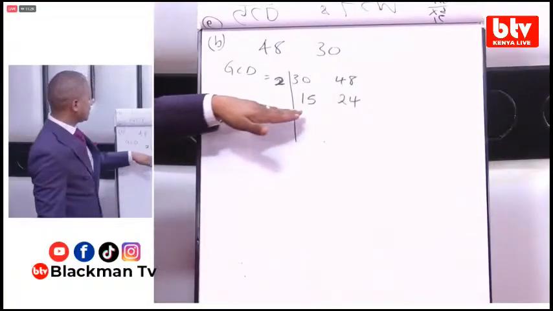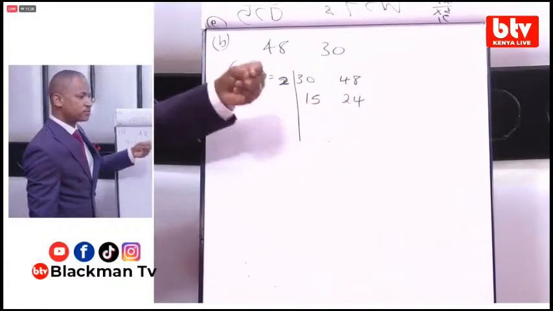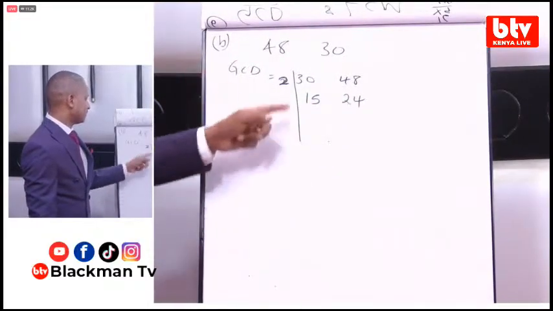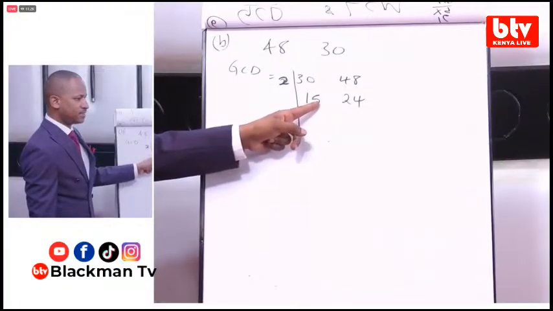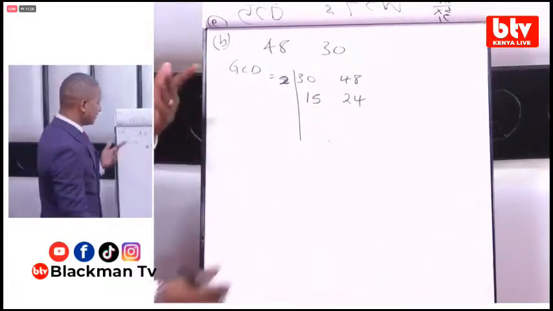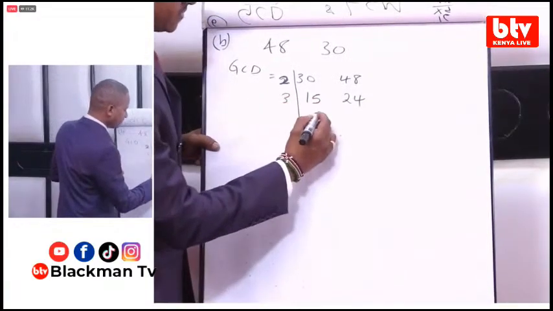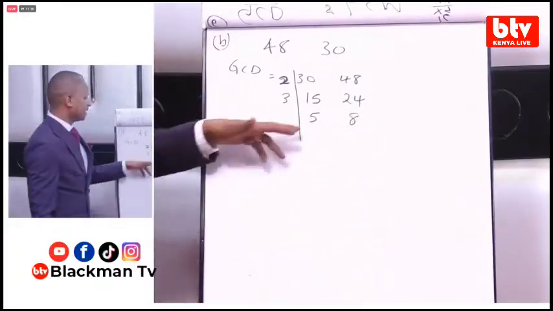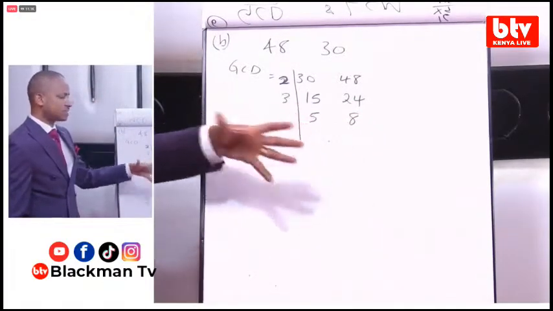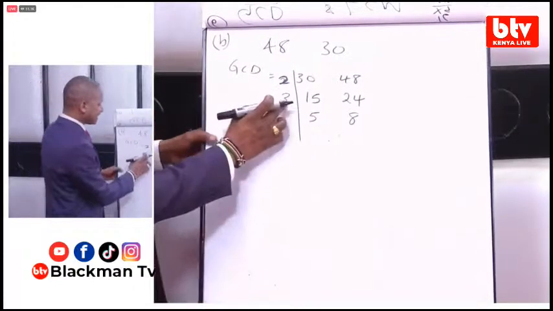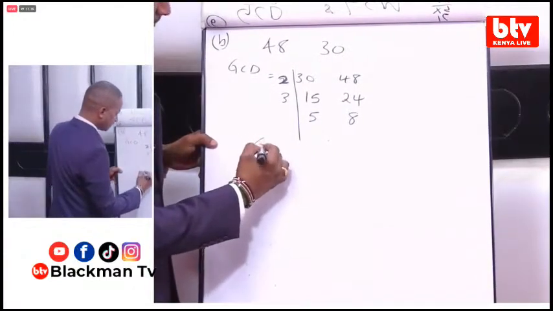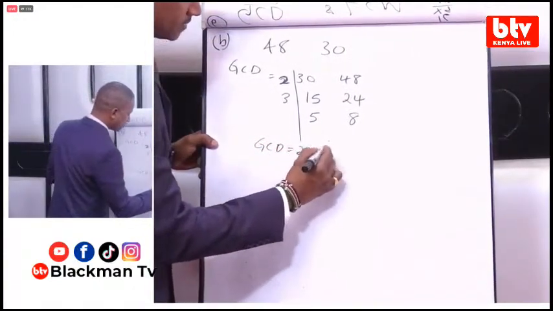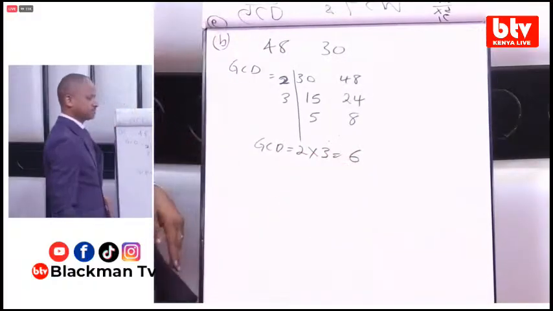Now, is there any other number that can go into these 2 without a remainder? Is it 2? No, there will be a remainder here. Is it 3? Yes. So 3 will go into 15 5 times, and into 24 8 times. So any other number that can go into these 2 without a remainder? No. So we leave it at that. So the GCD is 2 times 3, which is 6.